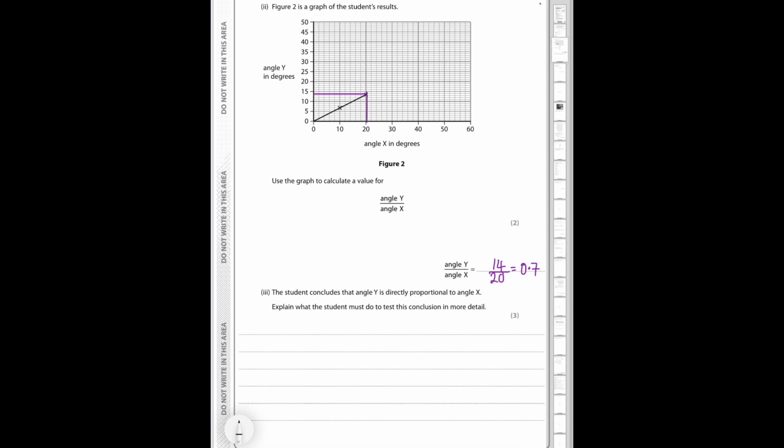Then for the next question, it says the student concludes that the angle y is directly proportional to angle x. Explain what the student must do to test this conclusion in more detail. Well, at the moment, the student's only done two angles up to 20 degrees, so the student should repeat the experiment with more values of x which are greater than 20 degrees to get more results.